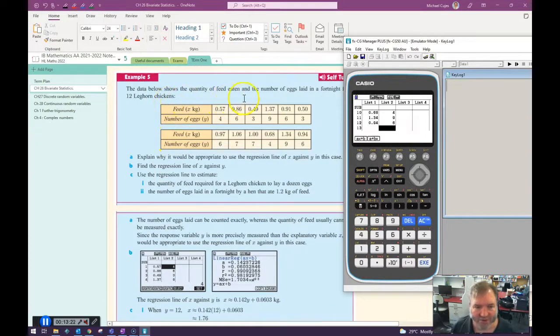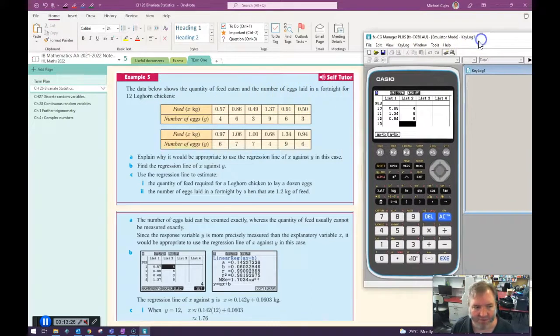We're doing this particular data here. The data below shows the quantity of feed eaten and the number of eggs laid in a fortnight for 12 leghorn chickens. Clearly, we're going to be able to get a very accurate measurement of the number of eggs laid. We're not going to be as confident in our estimate of how much feed was consumed. Some might have spilt on the ground, some might have gone to waste. It's not easy to tell exactly how much food was consumed by each chicken.